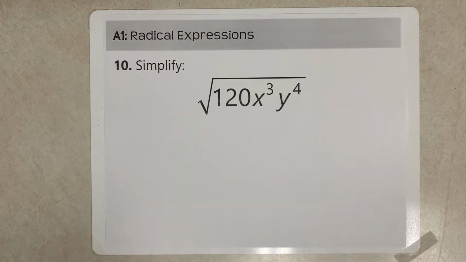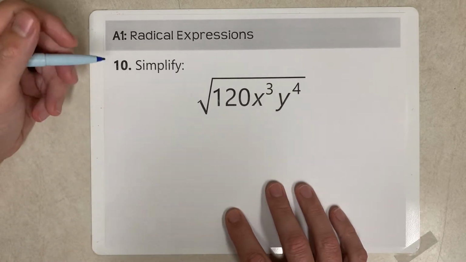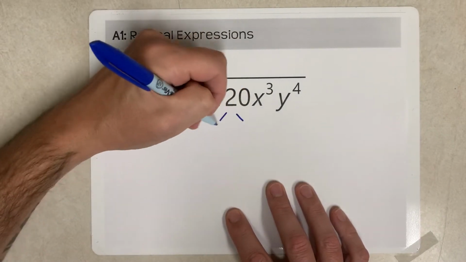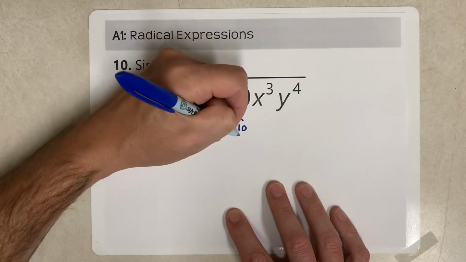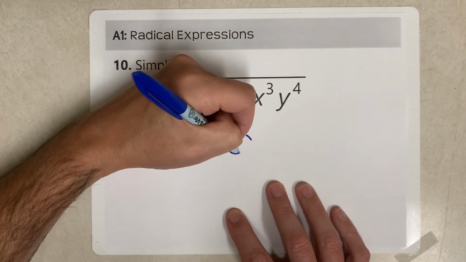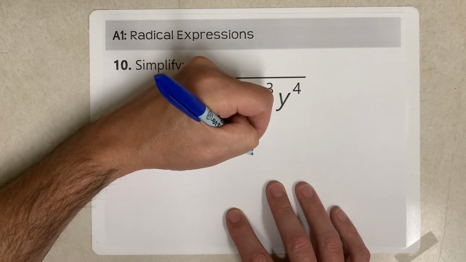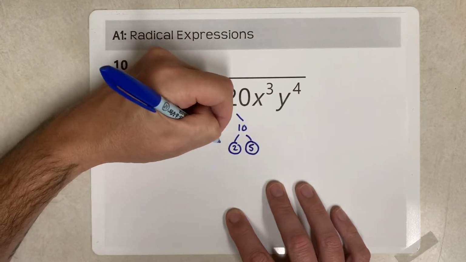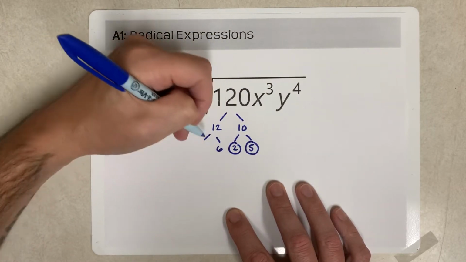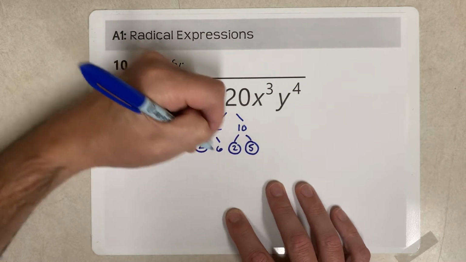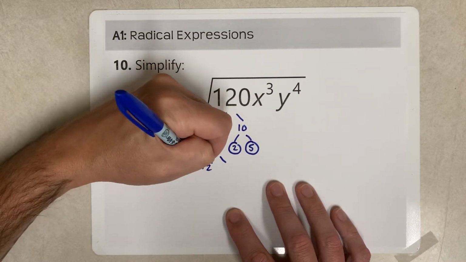All right, let's take a look at this one. Okay, this one, I got 120. So we'll break that down into 12 and 10. 10 is 2 times 5. You'll get better at this too, because you'll start to see the same numbers over and over. 12 is 6 times 2, and 6 is 2 times 3.